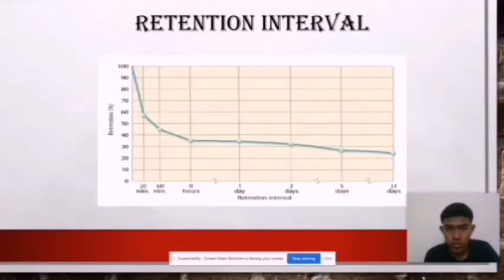Okay, next. This is a retention interval. I think that's all for me.